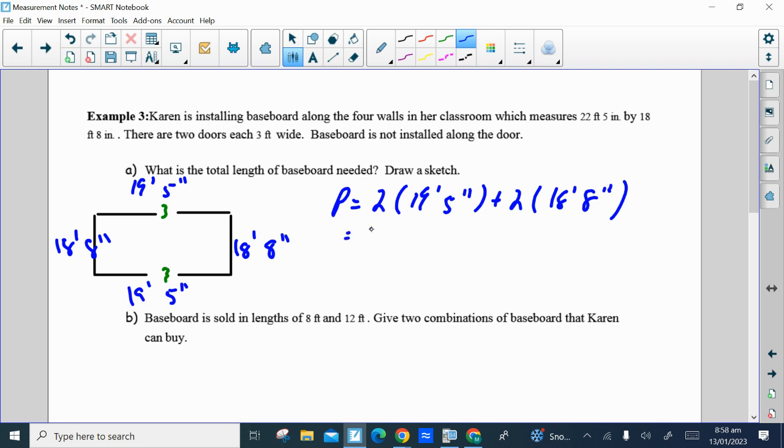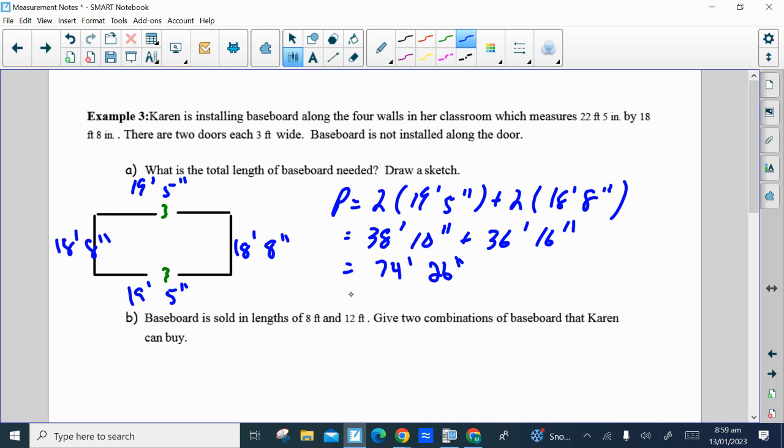So 2 times 19 is 38 feet. 2 times 5 inches is 10 inches. Plus 2 times 18 is 36 feet. 2 times 8 is 16 inches. In this case, I think I'll add the feet and inches together first and then simplify. 38 and 36 is 74 feet, excuse me. And 10 inches plus 16 inches would be 26 inches.